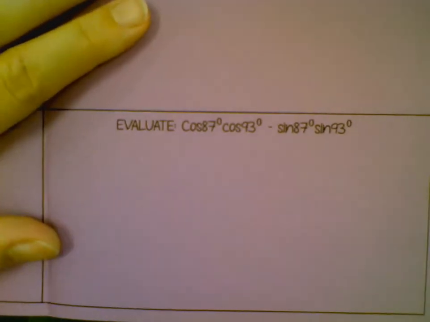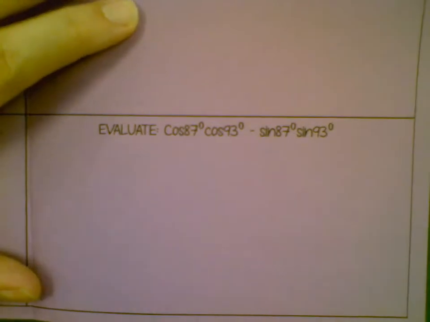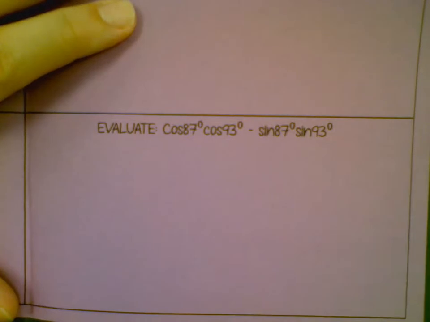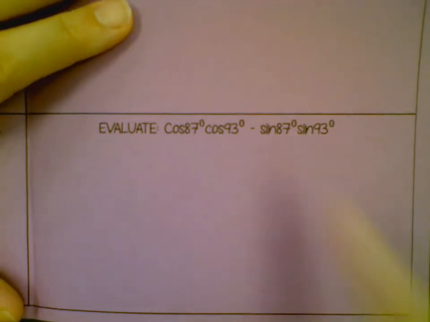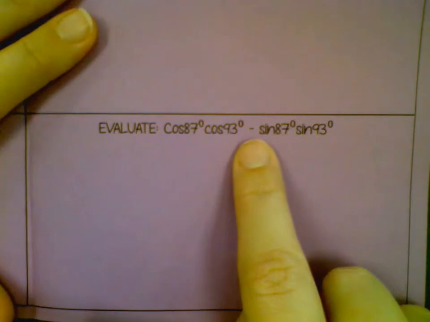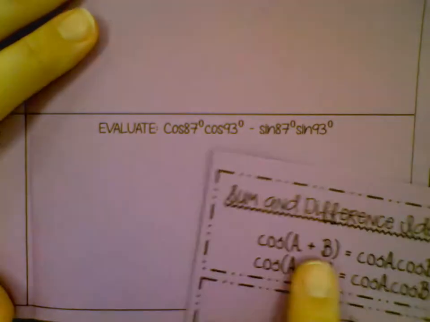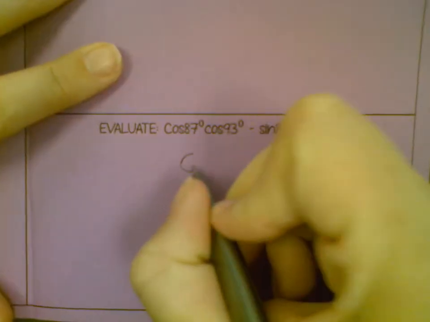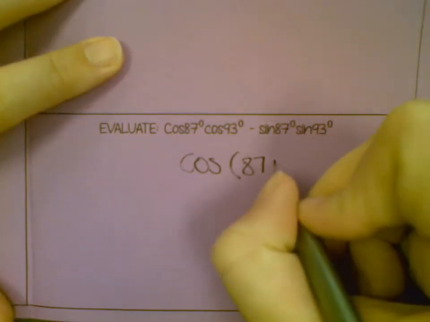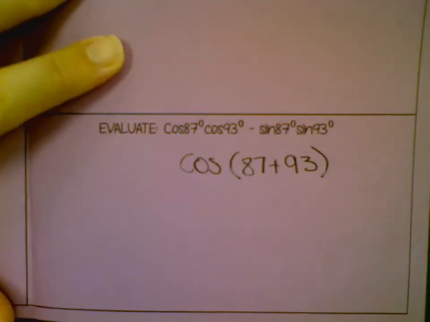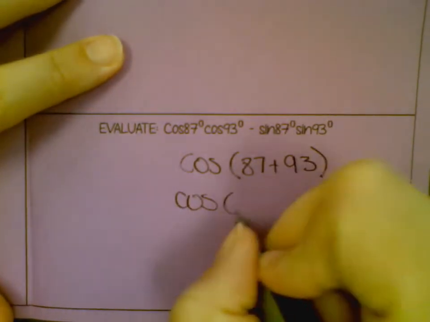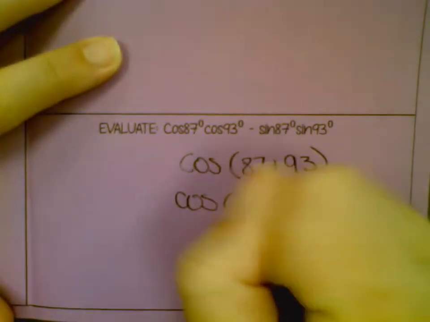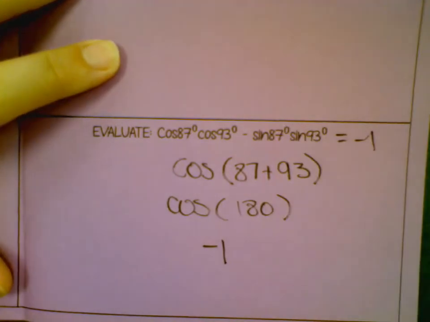So this one is asking us basically to go backwards. They gave it to us split up, and now we want to combine that and see what this equals. Since it has a minus in the equation, we know that it's going to be cosine of a plus b. So this would equal the cosine of 87 plus 93. If we add those together, we get cosine of 180. And then the cosine of 180 equals negative 1. So this is just equal to negative 1. And that's it.